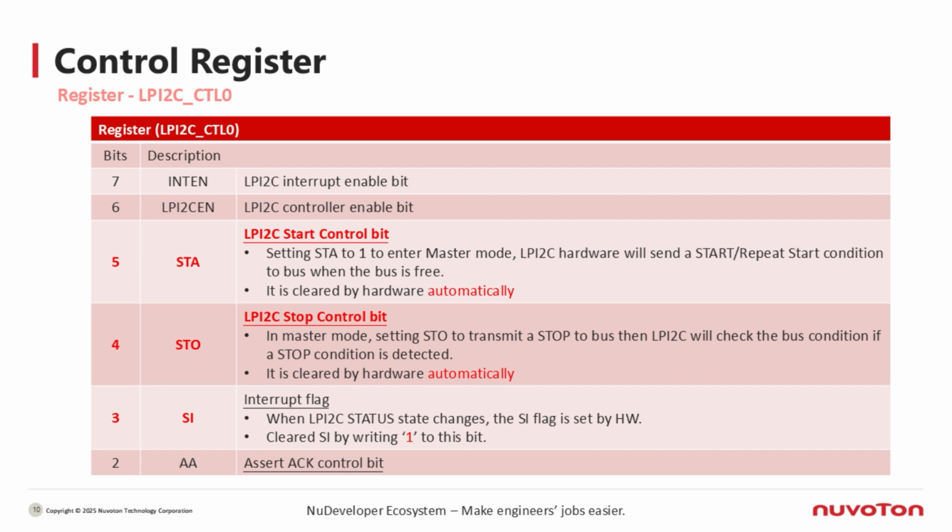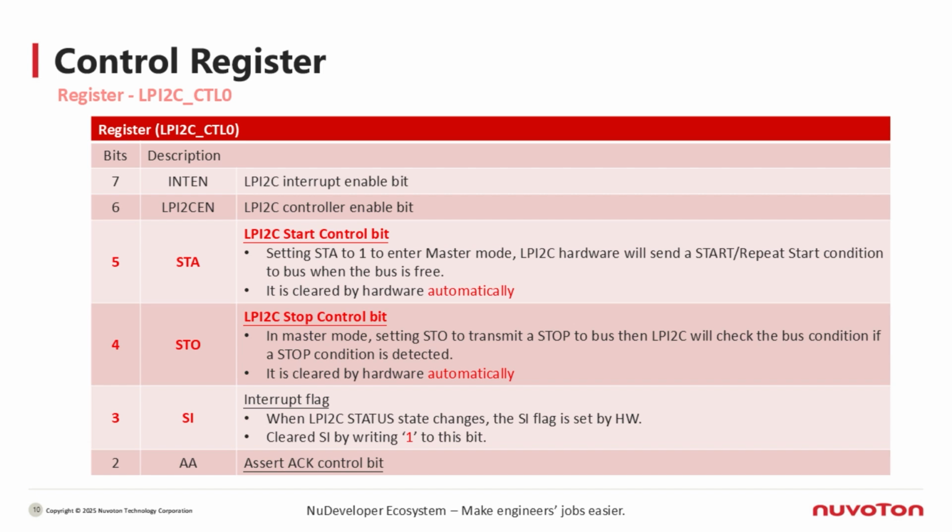Next, let's talk about the control registers of low power I2C. These registers have several important control bits that manage the operation of I2C in master and slave modes. First, there's STA, which is bit 5. When we set this to 1, the low power I2C will generate a start or repeated start signal, kicking off a communication sequence. Next is STO, which is bit 4.